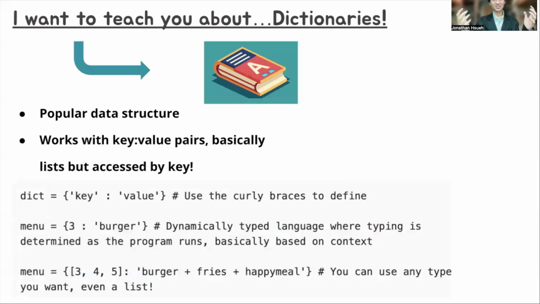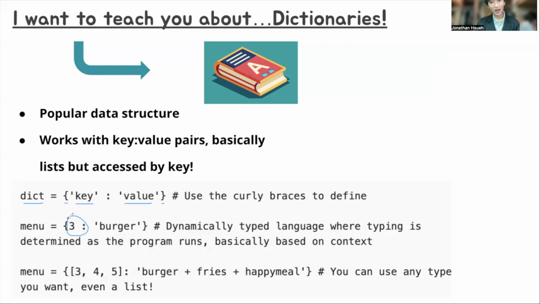So I want to teach you about dictionaries. These are a popular data structure, and they work with key value pairs. Basically lists, but with keys. Let me show you how to do it. To declare a dictionary, use curly braces, and then you can have a key and a value, and that's your dictionary. You can put any type of value you want.